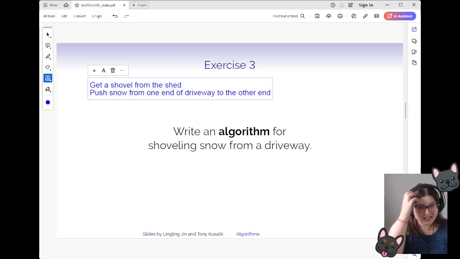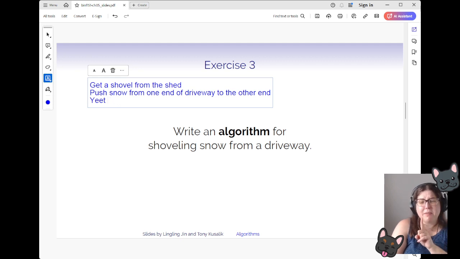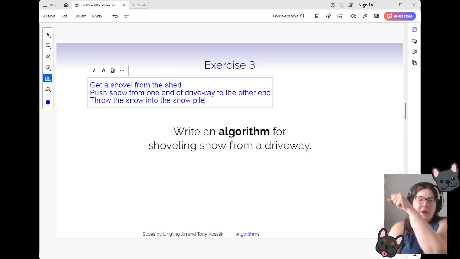Once we have that, we're at the end. You need to do that whole motion where you yeet the snow into the snowbank. Now, I want to really say yeet the snow, but we're going to keep it profesh here. Throw the snow into the snow pile. Now, if these were just our instructions and that's all we had, this would get us one swipe down the driveway of snow removed.